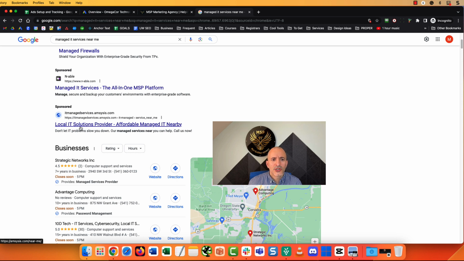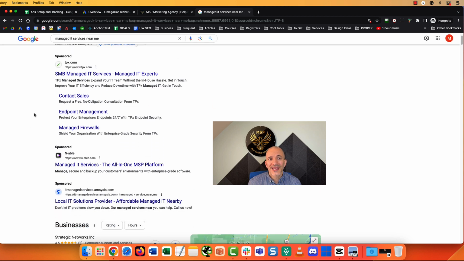And then local IT solutions provider, affordable managed IT nearby. So this is almost like the closest one because it's saying managed IT nearby and it's going through the near me. And then local IT solutions provider. This could be relevant, but I will still keep it as managed IT services. However, maybe Google has found that this is the best combination of them. So this is what the headlines are.